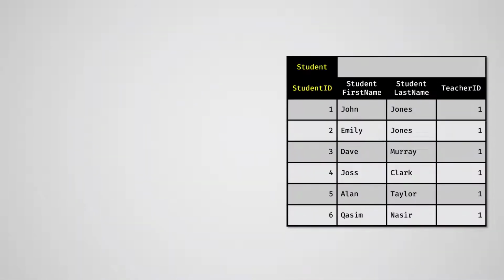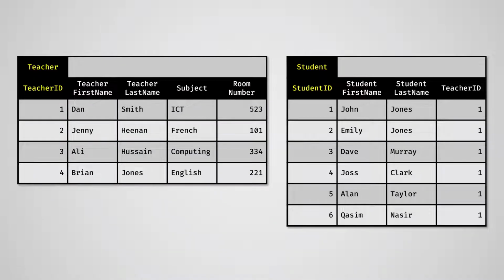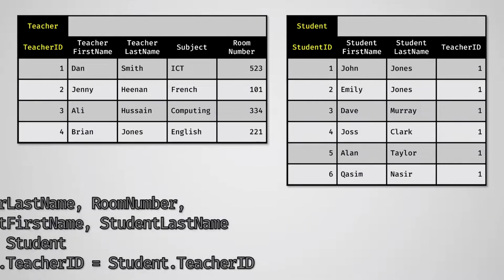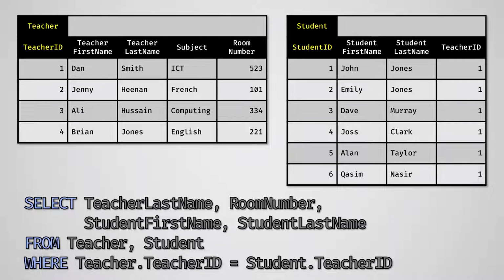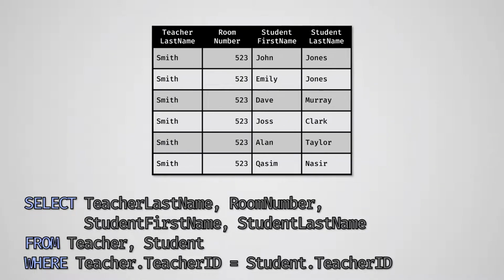Let's look at the example from our relational database lesson. We have a student table and a teacher table. Let's say we want to run a query that selects just the teacher's last name, their room number, and the student names. The overall SQL query would be this. This query would give these results. Let's break down the query line by line.